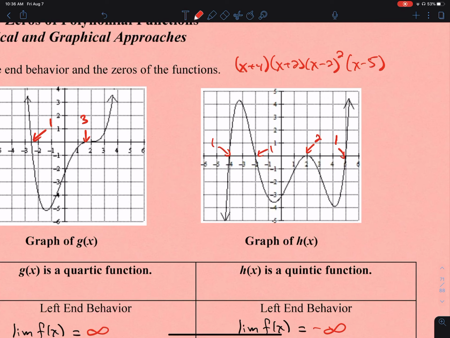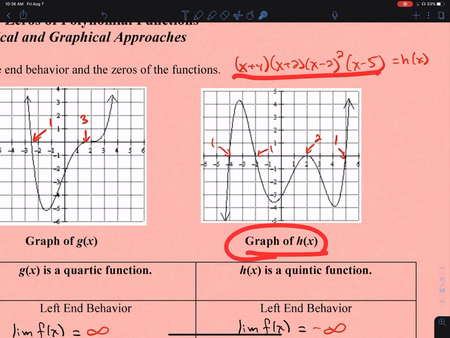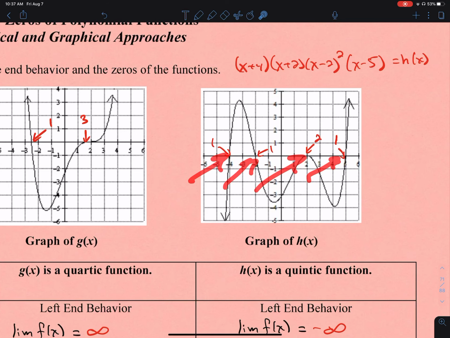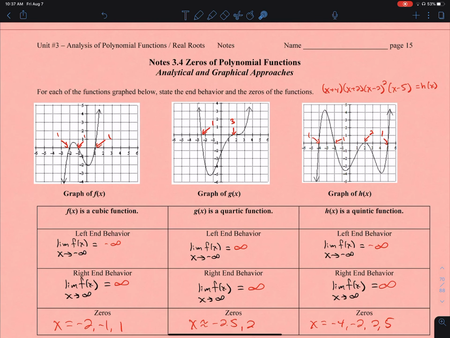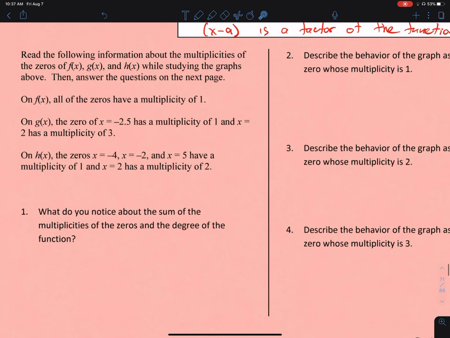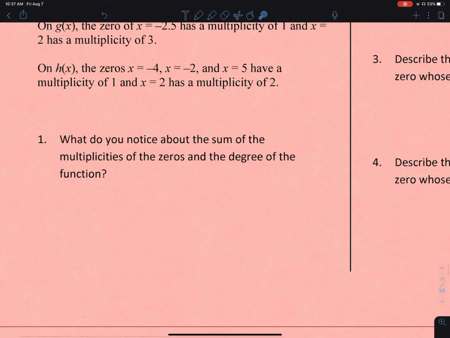What does that mean? It means that we have the power now to write the actual function for the graph of h, knowing where the x-intercepts are and what the multiplicity is of each of these. It's pretty powerful and it's pretty cool, I think. What do you notice about the sum of the multiplicities of the zeros and the degree of the function?